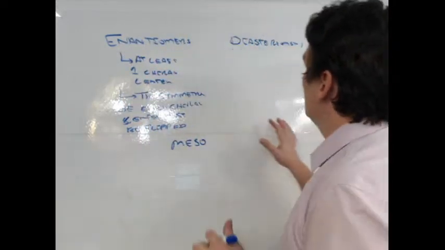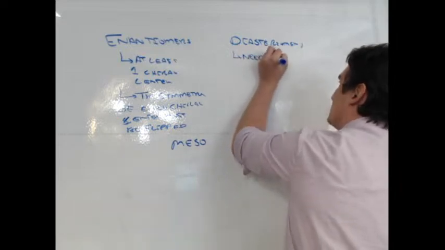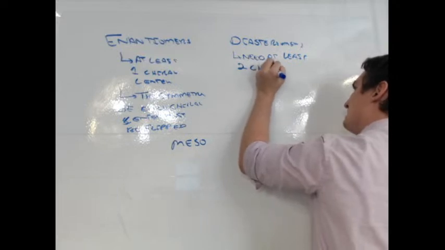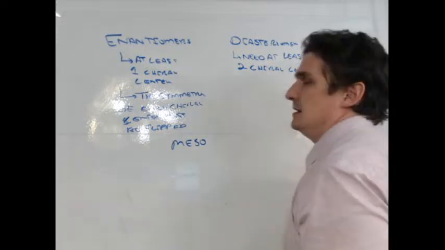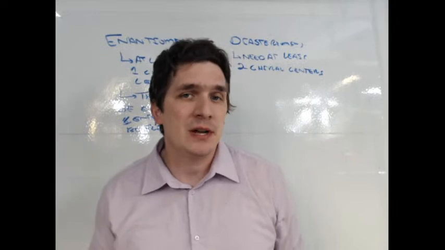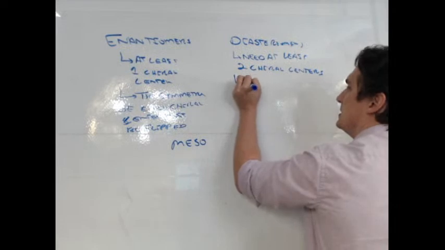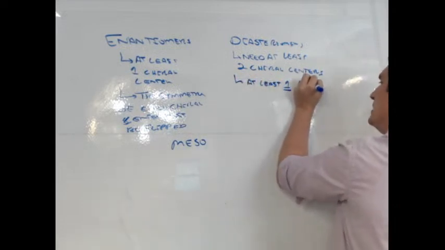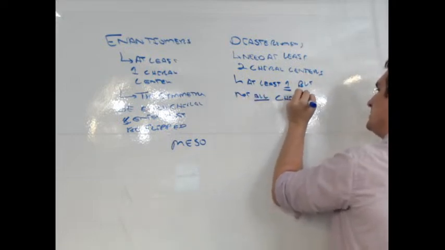Now, for diastereomers, we need at least two chiral centers. If we have a molecule that only has one chiral center, it can't have any diastereomers. It doesn't have enough. So it has to have at least two chiral centers. And for two molecules to be diastereomers, at least one, but not all, chiral centers have to be flipped.